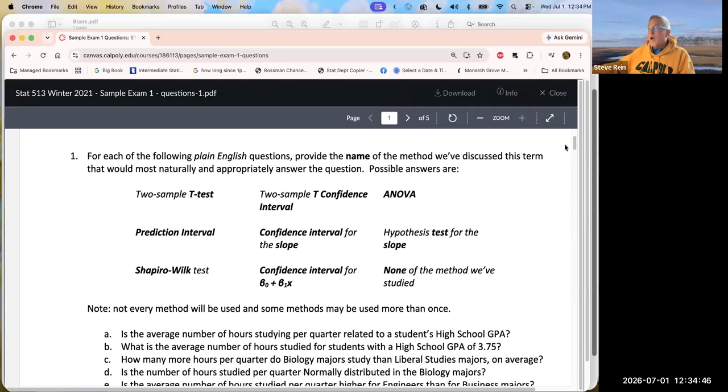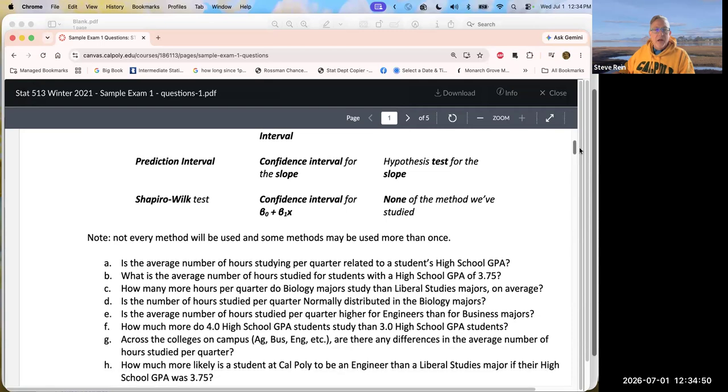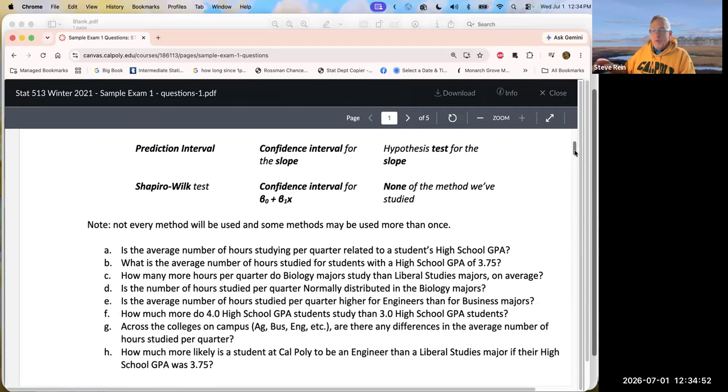I want to contrast though, because you raised the issue, Oscar. I'm glad you did. What about F? If a person has a high school GPA of 4 versus 3, how much higher is the amount of study on average? That's also related to the slope. Why is it related to the slope? Well, a 1 unit increase in X is the slope.